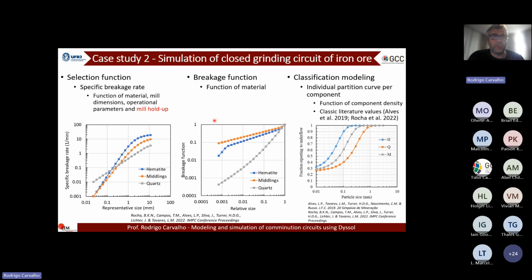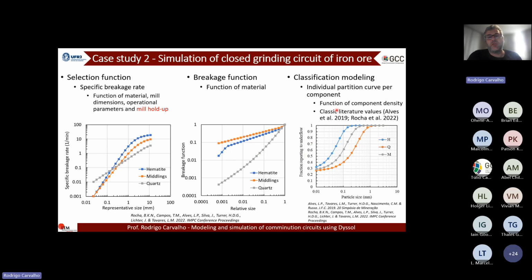But for finer particles, the quartz are easier to break here, so they present a higher specific breakage rate. Regarding the breakage function of these materials, when the quartz break, they produce a coarser distribution, while the hematite and middlings produce finer distributions. This data is based on real Brazilian iron ore.